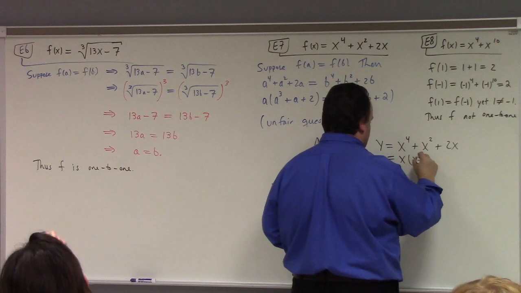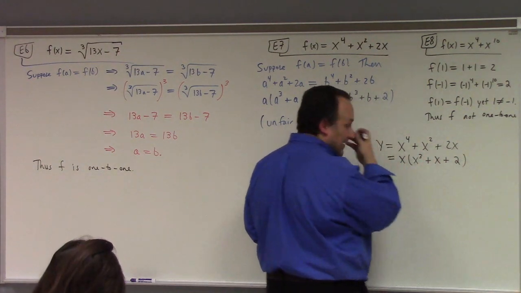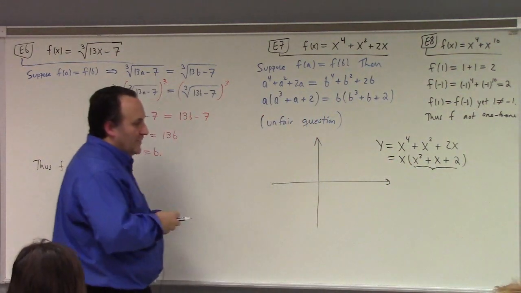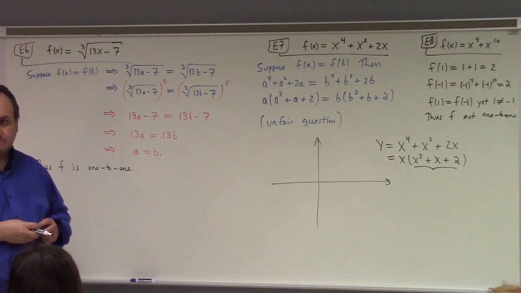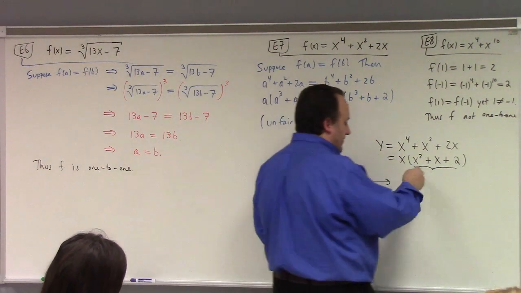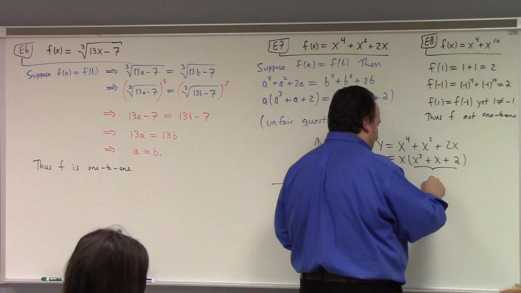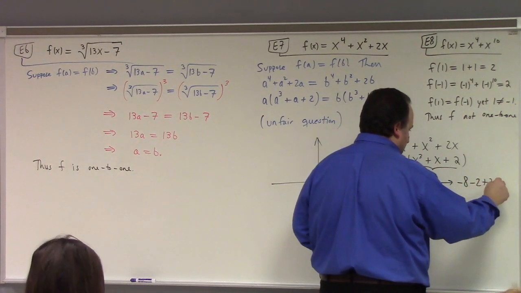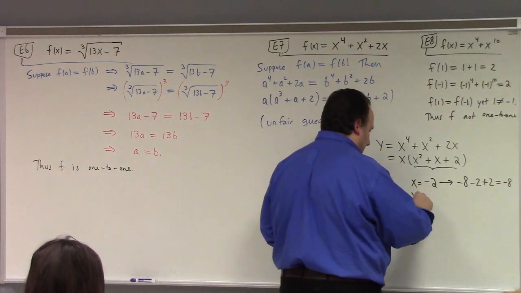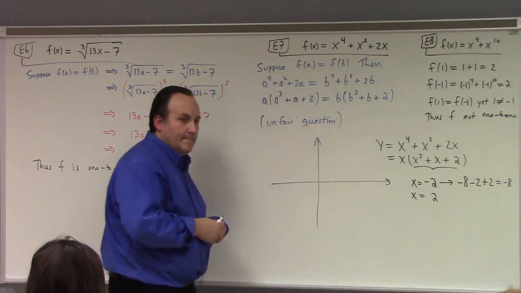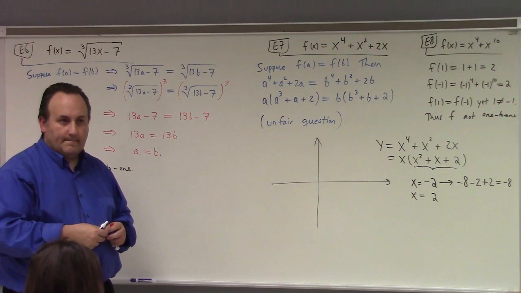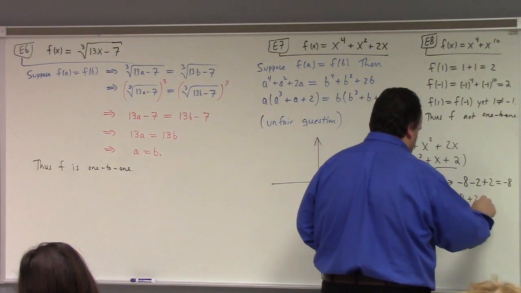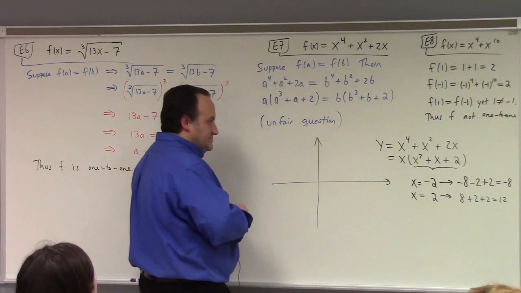What does the graph of y equals x to the 4th plus x squared plus 2x look like? Well, that's x times (x cubed plus x plus 2), right? Now, I don't know about factoring this. I mean, we can't just factor an arbitrary cubic, can we? But what we could do is plug in a number. What happens if you plug in, say, minus 2? Minus 8, minus 2, plus 2, also known as minus 8, right? What happens if you plug in x equals 2? You get 8 plus 2 plus 2, we get 12.